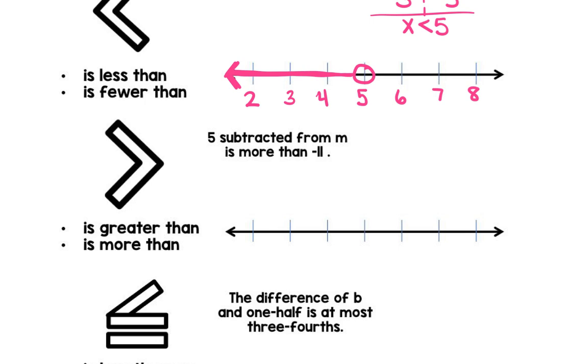5 subtracted from m is more than negative 11. So we're going to take m, and we're going to subtract 5 from that. This is going to be more than negative 11. To solve, I am going to add 5 to both sides of my inequality, and it's going to give me m is greater than negative 6. I'm going to put negative 6 in the middle of my number line because that is the number we're comparing m to.